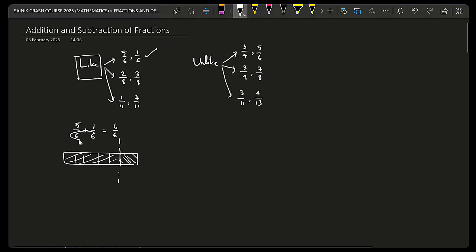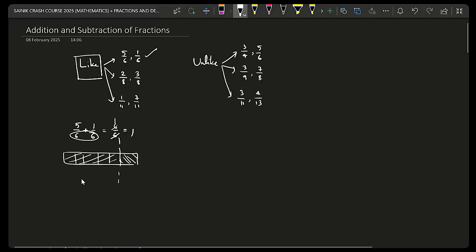Don't add the denominators. Whenever you are adding like fractions, the denominator will be the same. Don't add 6 plus 6 and write 12. Why? Because 5 parts out of 6 parts and 1 part out of 6 parts, when you add, you'll get 6 parts only, not 12 parts, because the total number of parts of the full object will not change. So it will be 6 by 6. 6 by 6 you can simplify later. 6 ones are 6, the answer is 1.